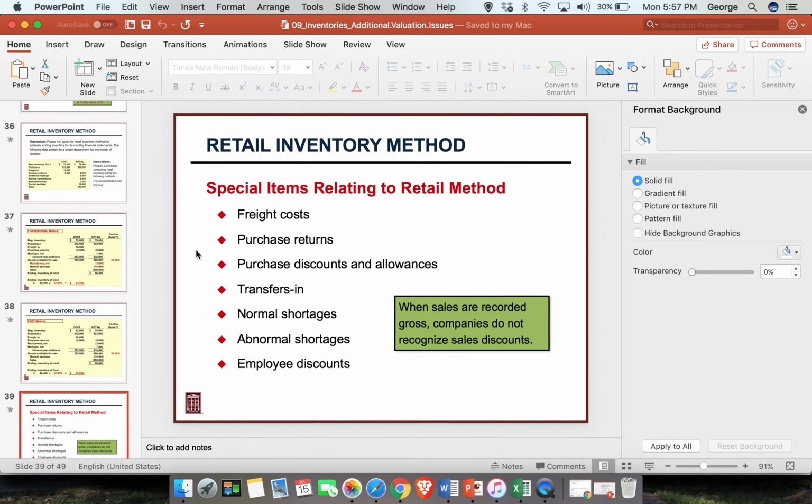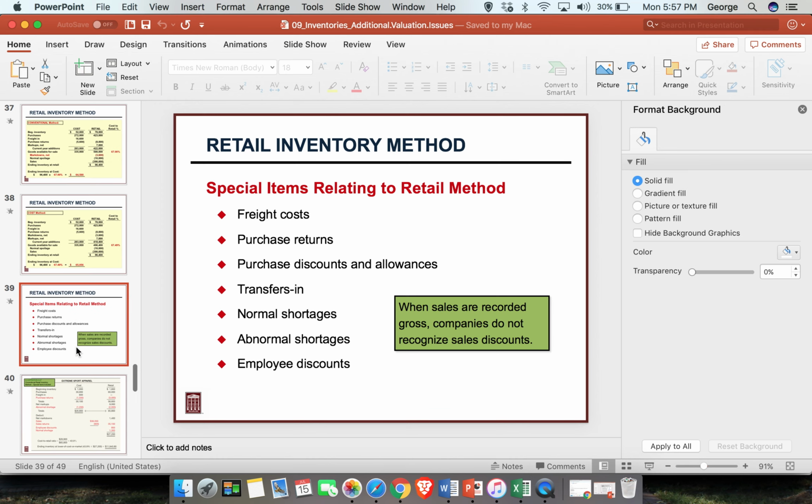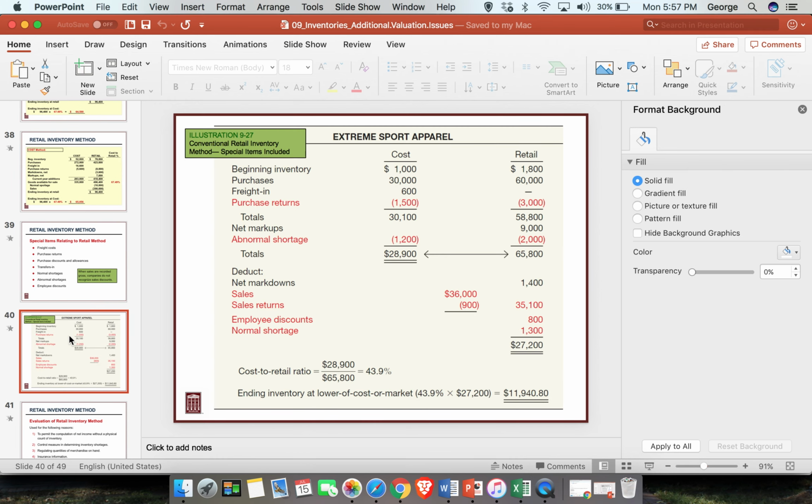There are some other costs, and we talked about some of these already. We saw purchase returns, purchase discounts, normal shortages, abnormal shortages, and employee discounts. So we're going to see how to handle these special items. We saw this before. The purchase return would be reduced to get to my total purchases. Markups are going to be added. Abnormal shortage, though, will be deducted up here. In other words, when you put anything above, it's going to affect your percentage.